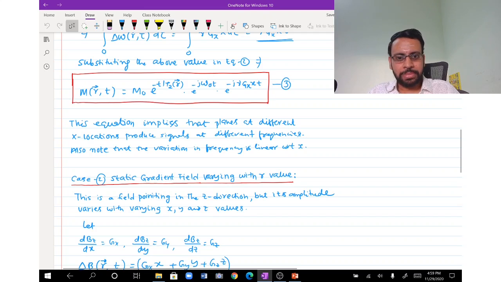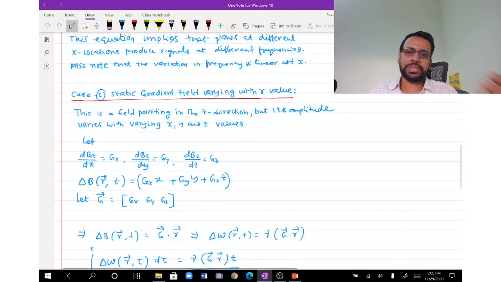So this equation implies that planes at different x locations produce signals at different frequencies. And the rate at which this frequency varies is linear with respect to x. As you could see here, at any given location its value is omega naught plus gamma times gx times x. Gamma and gx are constant, right? So this varies linearly with respect to x. Hope that is clear.